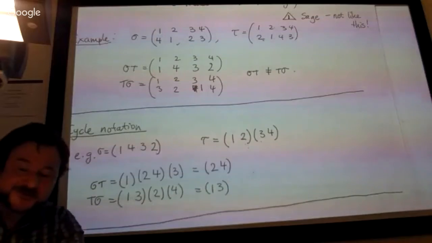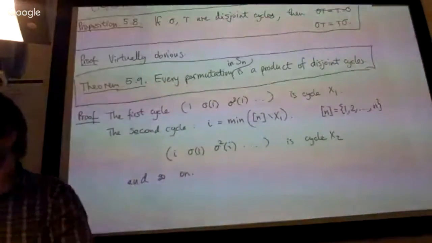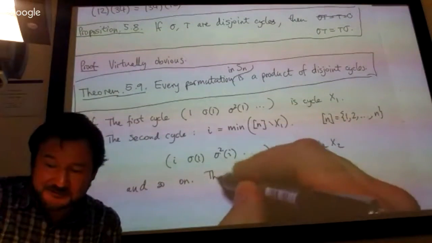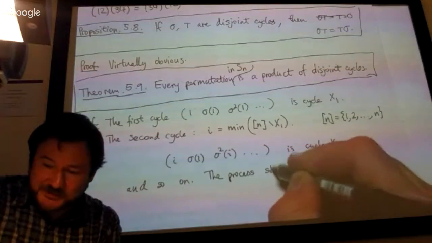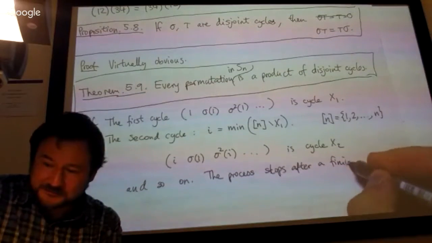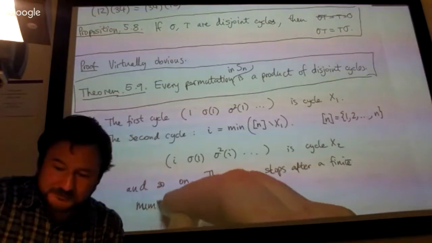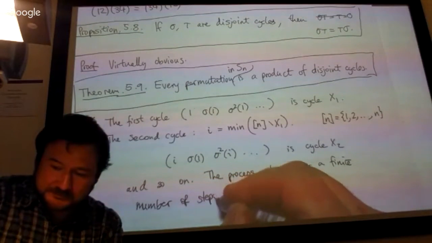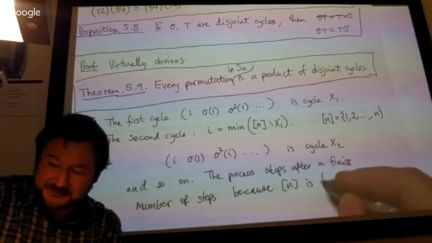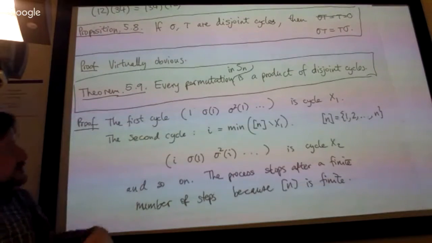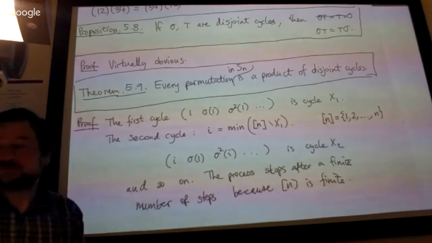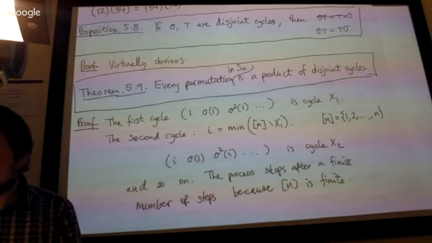And there's nothing fancier in the proof than this. So the process stops after a finite number of steps, because n is finite. I'm only starting with a finite number of elements, and I take some out, and I take some out, and I take some out, so at some point I will have nothing left.